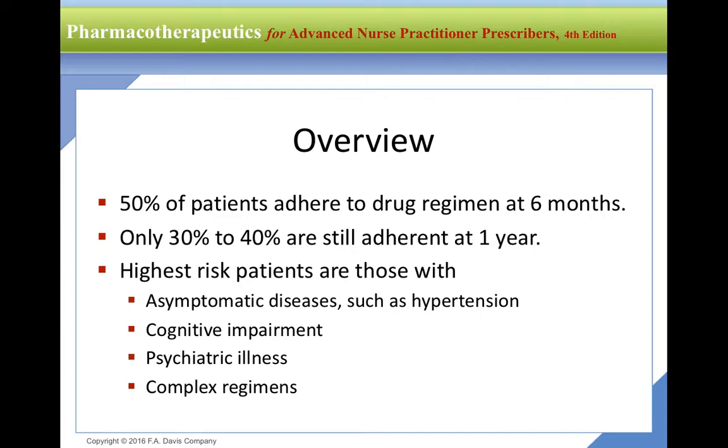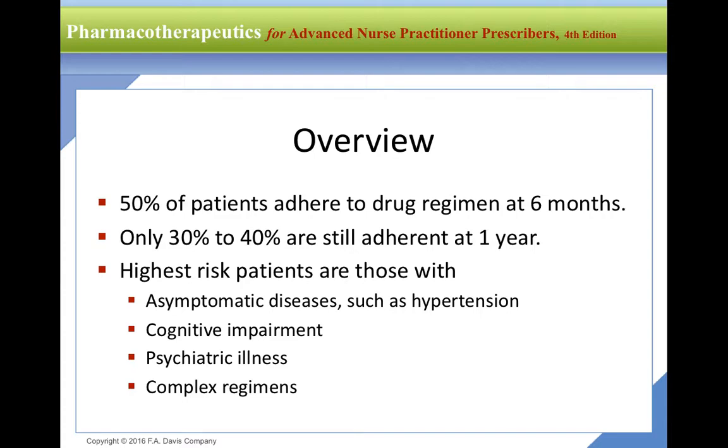Great one is under that high risk bullet: asymptomatic diseases such as hypertension, dyslipidemia. Those are patients who have clotting disorders and need to be on an anticoagulant. You don't feel those when you're hypertensive or your cholesterol is high, and you may even feel worse starting off when you start a medication. So patients are less likely to continue it. Now, usually after a week or two, the side effects resolve and you can't tell, but they're less likely to take it if they don't feel an effect.